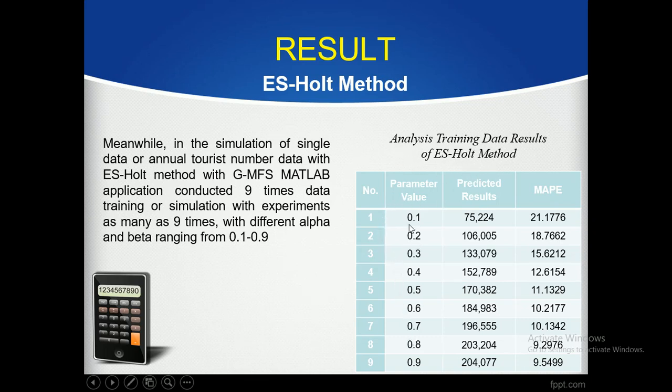And this is the analysis of training data results from the Holt method. This is parameter value. We have 9-time prediction, 9-time simulation, with parameter value from 0.1 until 0.9. This is predicted result about the number of tourists, and this is mean absolute percent error. So from this table we can see with parameter value 0.8 we get mean absolute percent error of 9.2978.